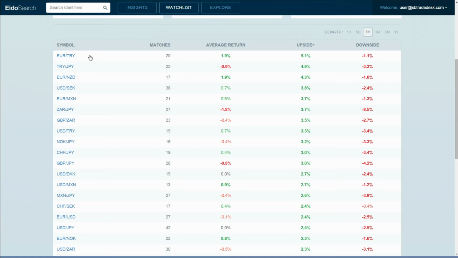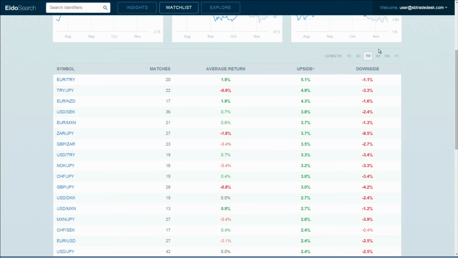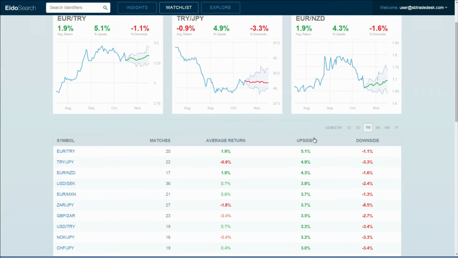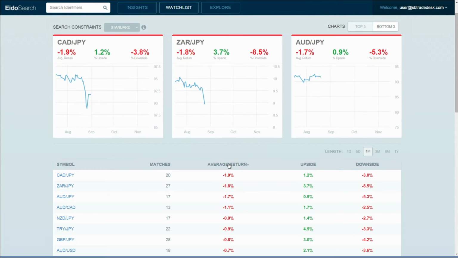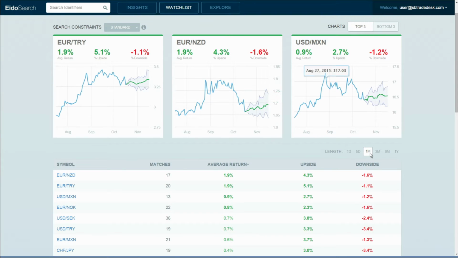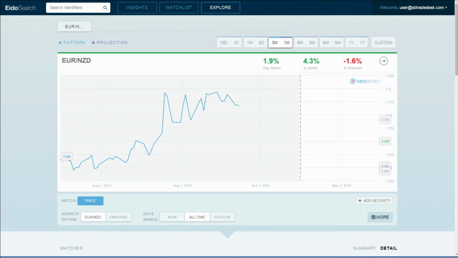It's Euro Turkish Lira actually, and then Turkish Lira Yen, and then Euro Kiwi, and as you can see, dollar SEK, and so on and so forth. So there's a lot of plug and play here as far as filtering or sorting the different stats. Now, you get a lot more detail if you click on one of the pairs. You can click either down here within the table, or you can just click here on the symbol's name. Say you want to look at Euro Kiwi. A little more detail there.